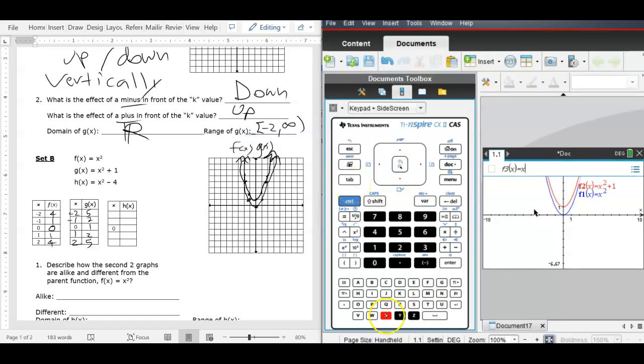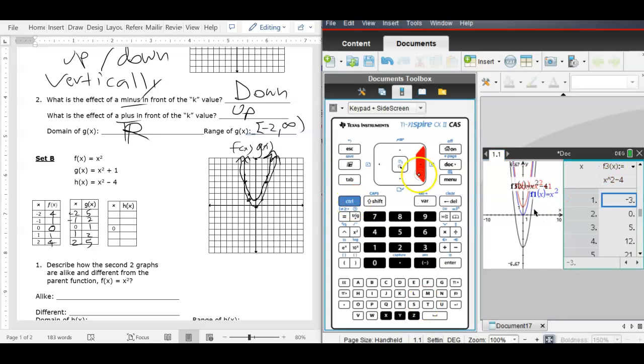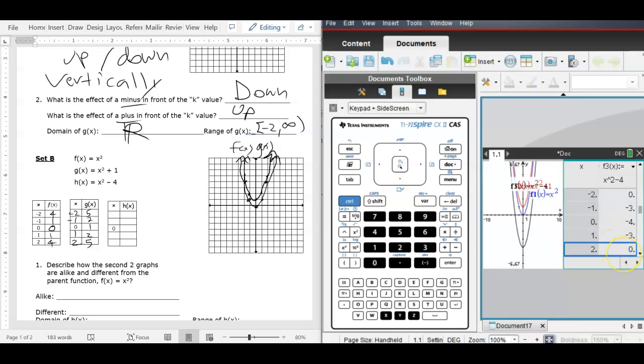Tab, x squared minus 4. Look, hey, it moved down. Control T, over to that, and then let's fit this in here. -2, 0; -1, -3; 0, -4; 1, -3; 2, 0.